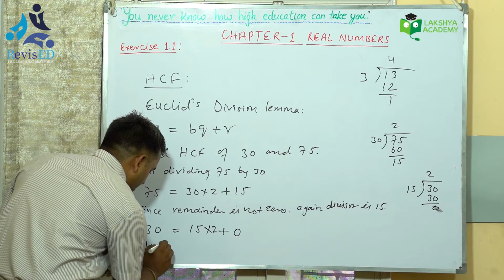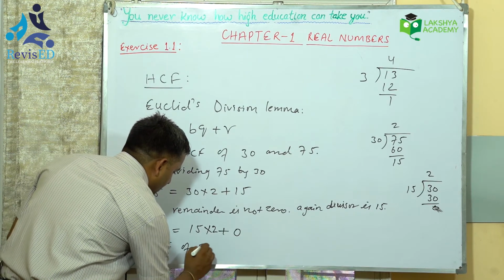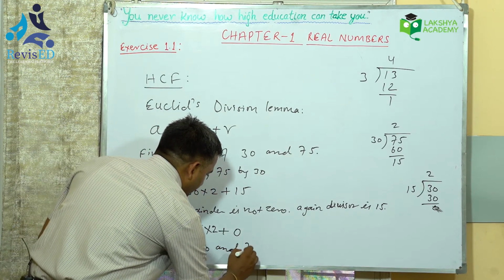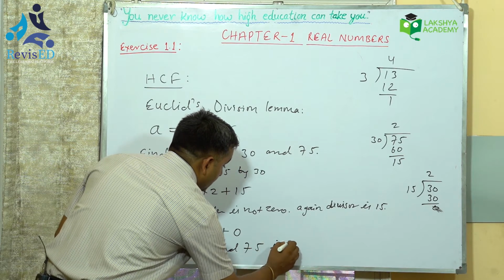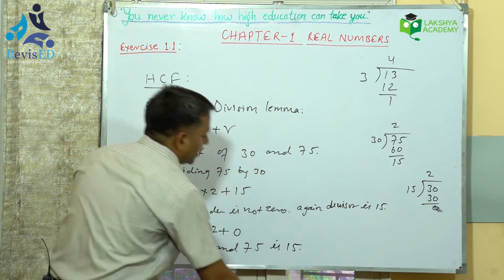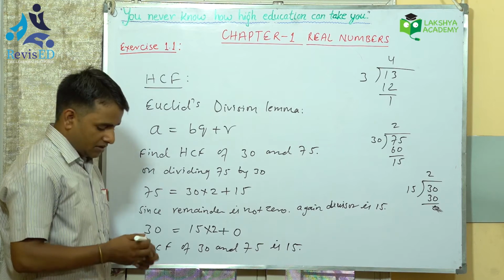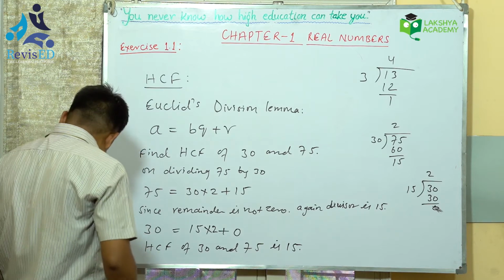Therefore, the HCF of 30 and 75 is 15. This is the one thing.